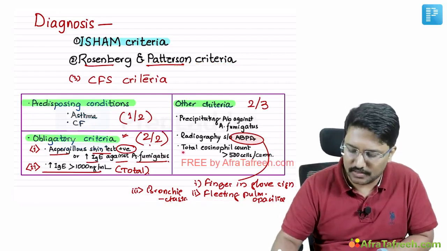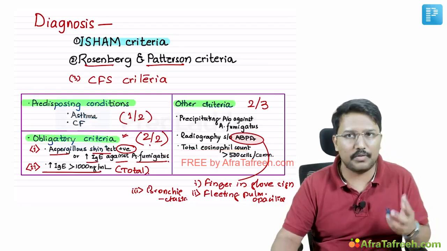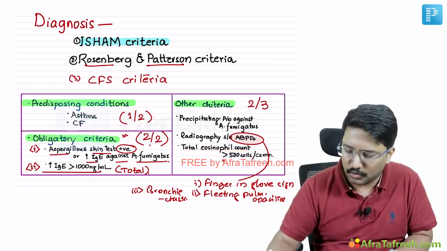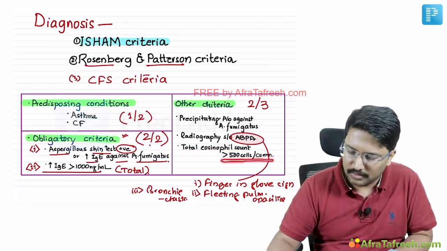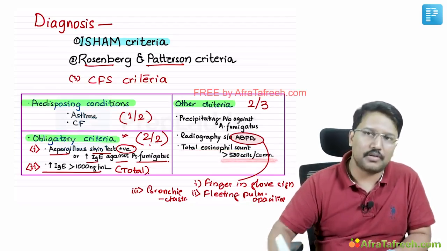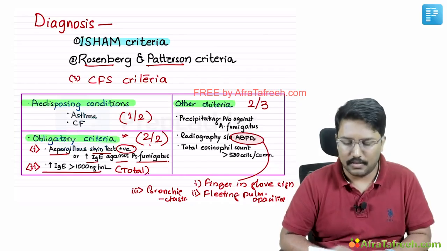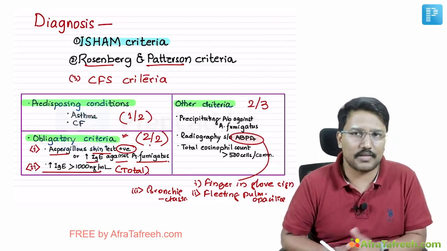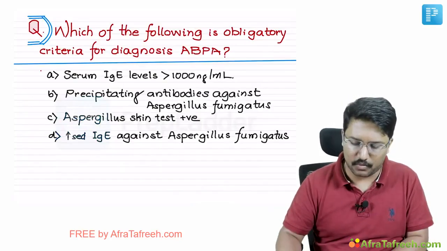The other criteria number 3 is the total eosinophil count. Remember, we were talking about the pathophysiology and we spoke about eosinophilic inflammation. So total eosinophil count should be more than or equal to 500 cells per cubic millimeter, right? Okay, so that's about the diagnostic criteria. Now, before we go to the treatment, let us revisit the question that we had already taken, and then we will talk about the treatment.